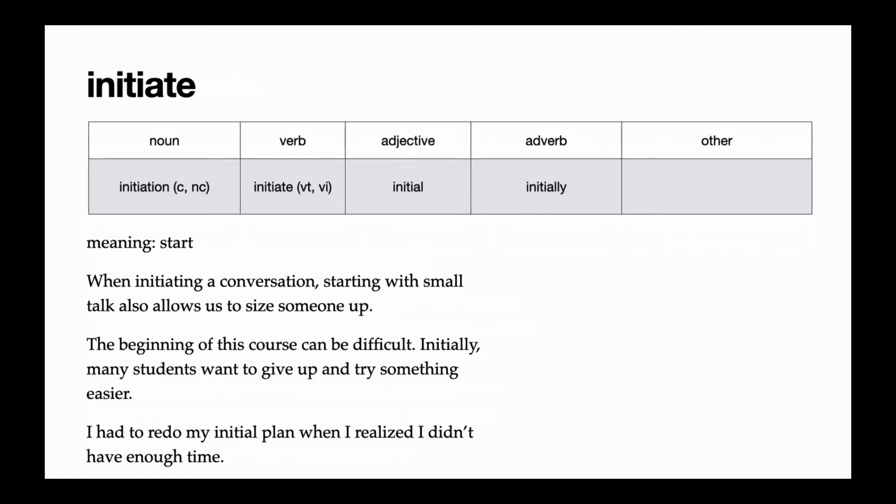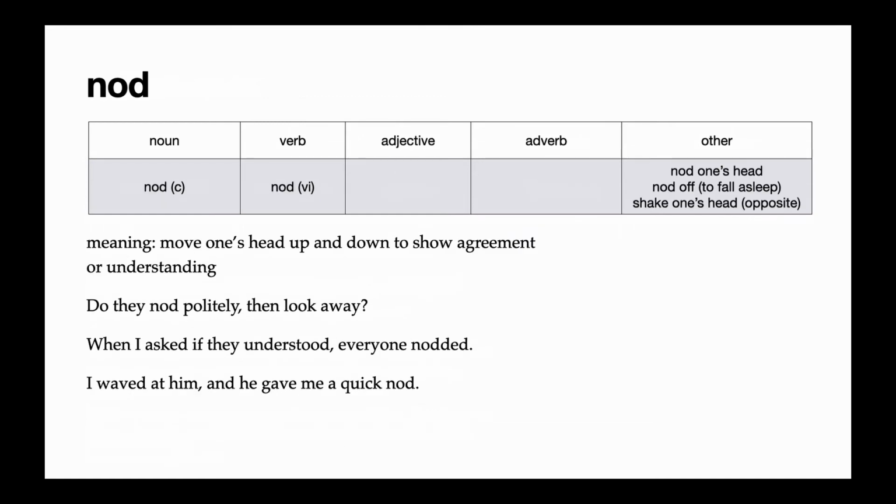In our third example, we see initial, the adjective. I had to redo my initial plan when I realized I didn't have enough time. And initial here basically means first, the first plan that you made. Next, we have the verb nod.